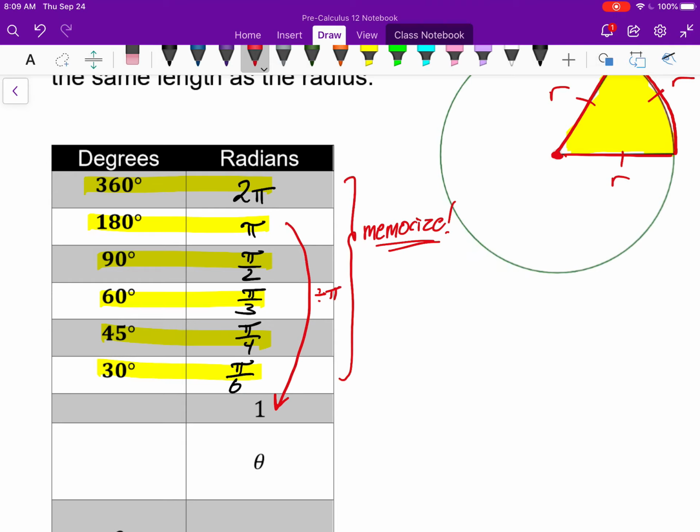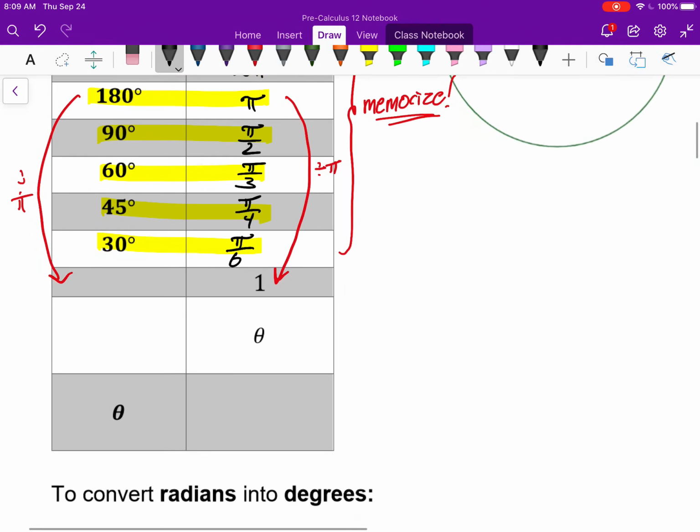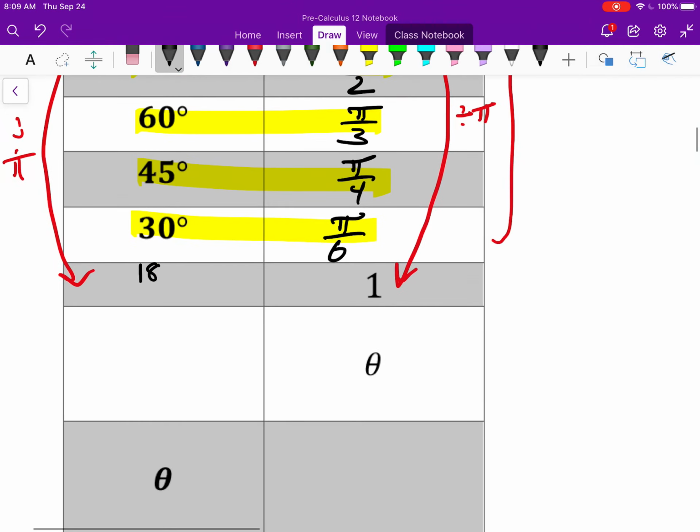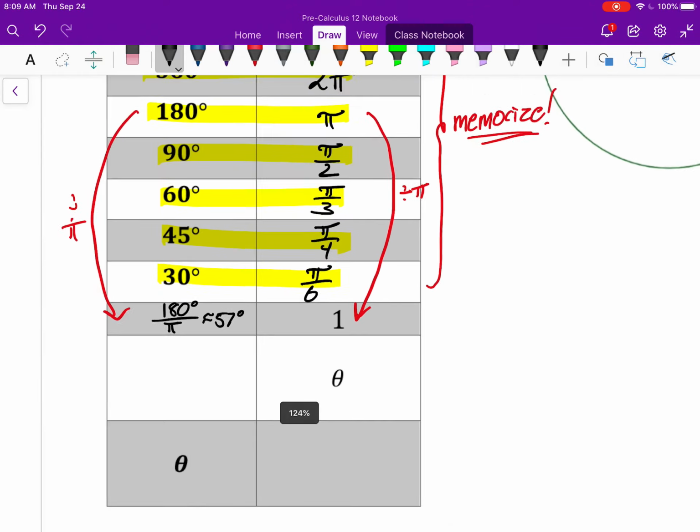oh, I keep speaking incorrectly. Shocking, I know. To go from pi down to 1, I have to divide by pi. So do the same thing here. Divide by pi. And so therefore, 1 radian must be the same as 180 degrees divided by pi. Which, if you approximate it, if you decimalize this, you get approximately 57 degrees.